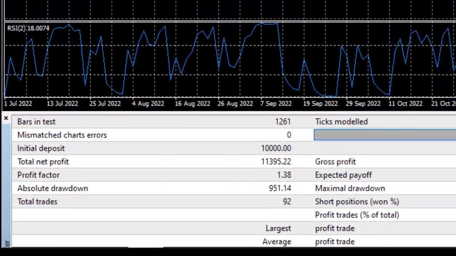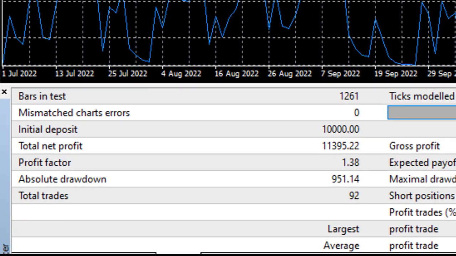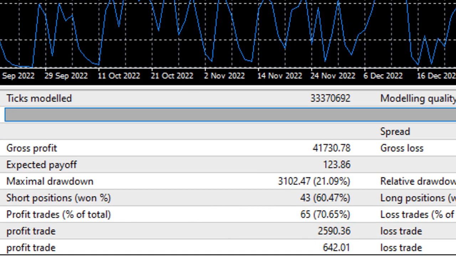Let's hit the reports tab. From the reports tab, you can see that we made a profit of $11,395 with a profit factor of 1.38. We're now going to be having a look at some of the drawdowns, etc., and how much gross profit we've actually made. But I think more importantly, let's have a look at the drawdown percentage. So here you can see what the maximum drawdown was, just over 20%.